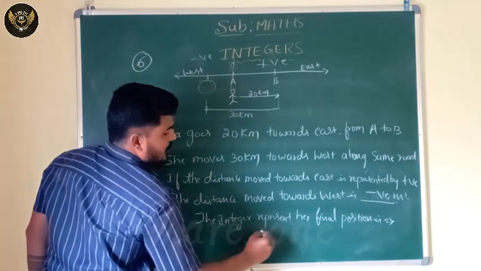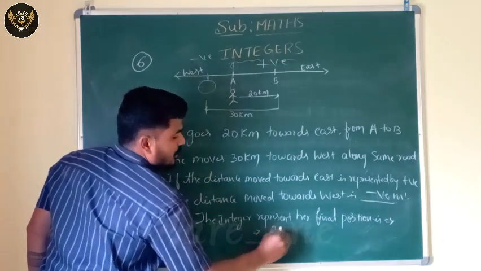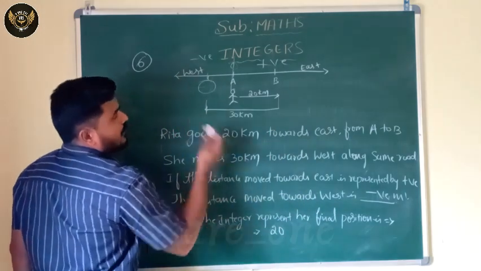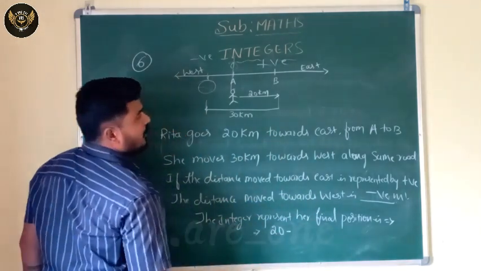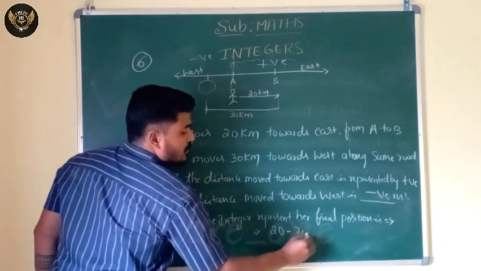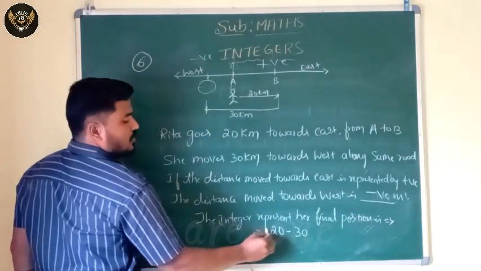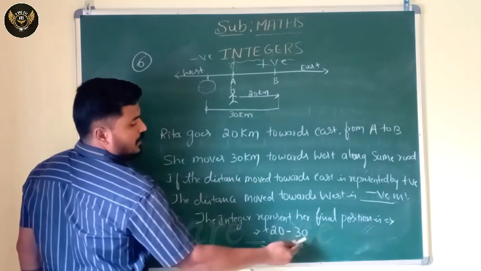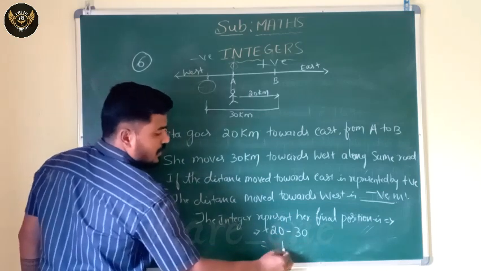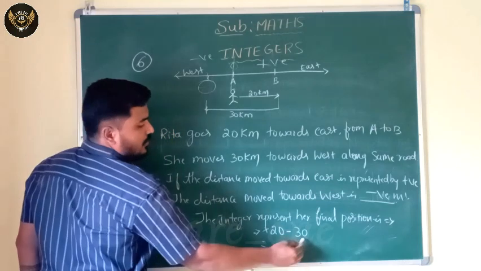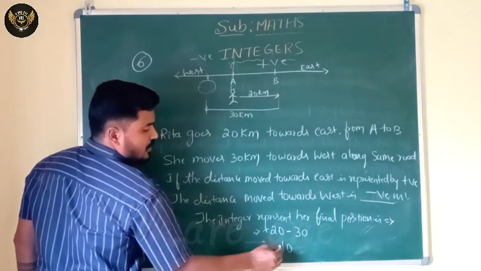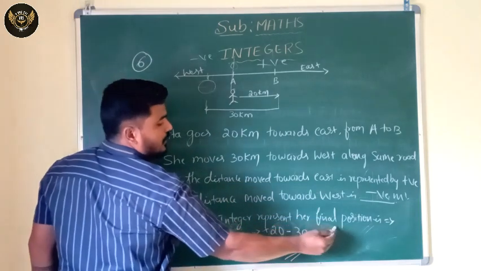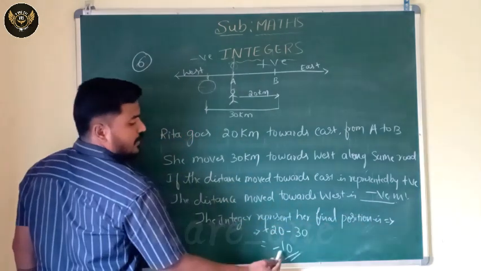See here, first she moves 20 kilometers towards the right side. Again she moves left side, that is negative, of how many kilometers? 30 kilometers. Then it becomes plus 20 and minus 30. One plus, one minus, the subtraction. 20 minus 30 or 30 minus 20 is 10. The bigger number 30 has minus. Therefore the answer is minus 10. The integer represented by the final position is minus 10.